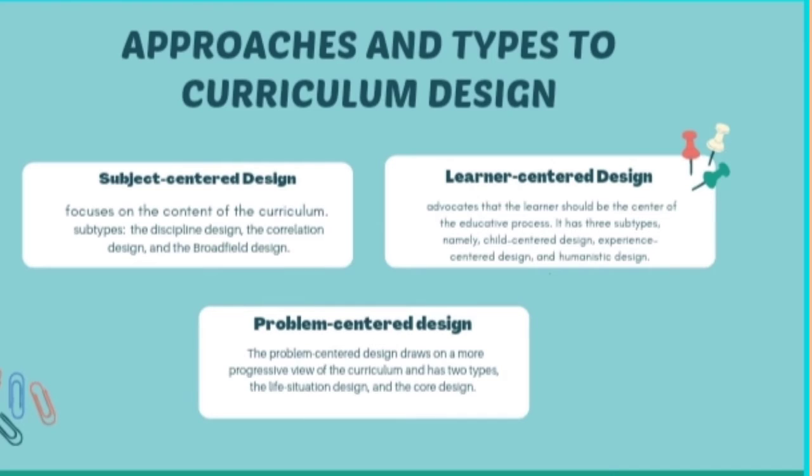In this unit, there are also approaches and types to curriculum design. First is subject-centered design, which focuses on the content of the curriculum. Its subtypes are the discipline design, the correlation design, and the broad field design. Next is learner-centered design, which focuses on the learner as the center of the educative process. It has three subtypes, namely child-centered design, experience-centered design, and humanistic design. And last is problem-centered design. The problem-centered design draws on a more progressive view of the curriculum and has two types, the life situation design and the core design.